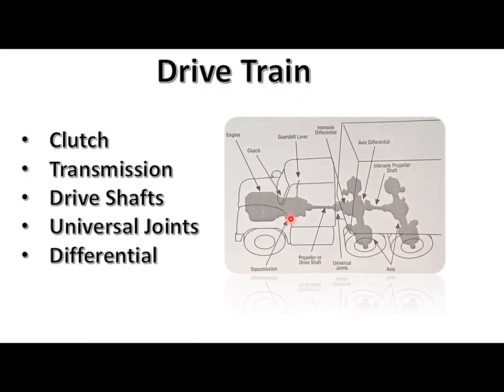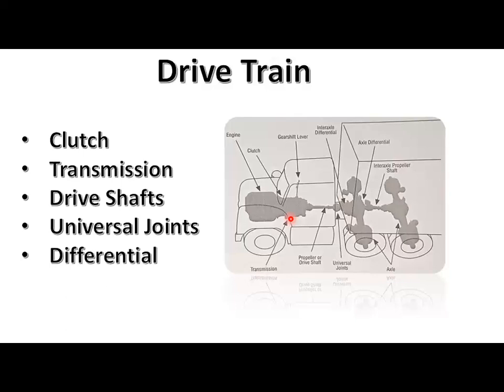The drivetrain has five main parts: the clutch group, the clutch assembly, the transmission assembly, the drive shaft, universal joints, and differential. The clutch is what connects and disconnects the transmission of the power generated by the engine via the clutch and the transmission and the drive shaft or the propeller shaft to the differential gears and the wheels. And they perform four basic functions.